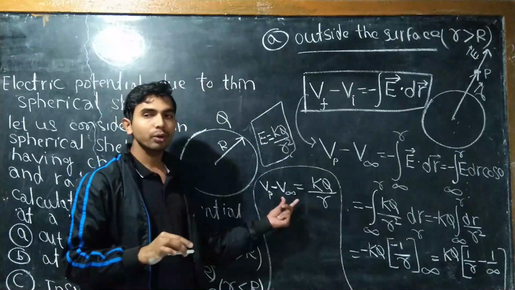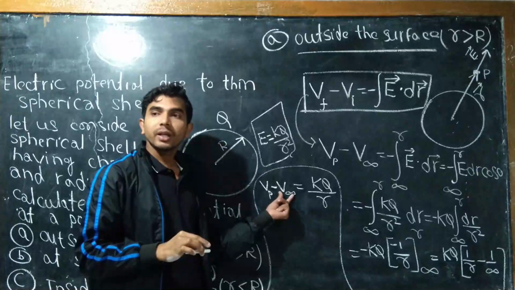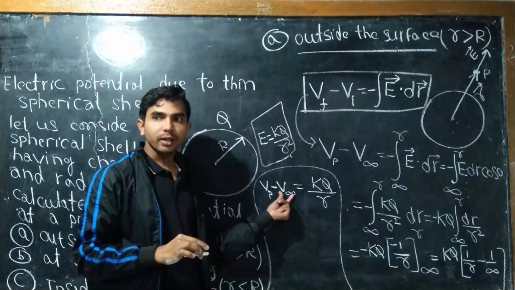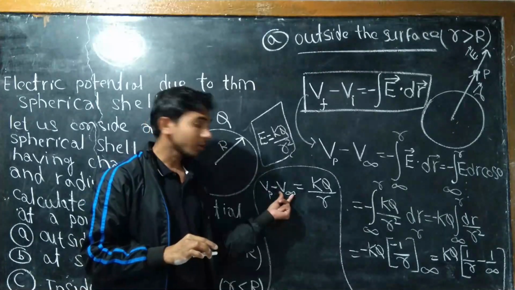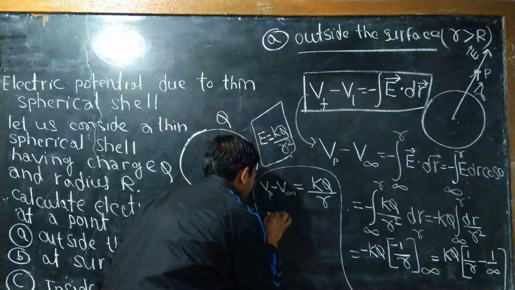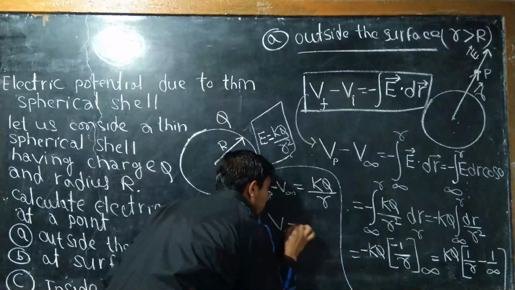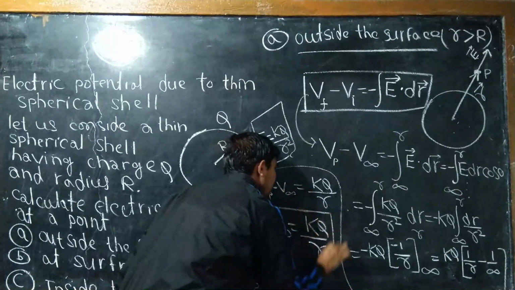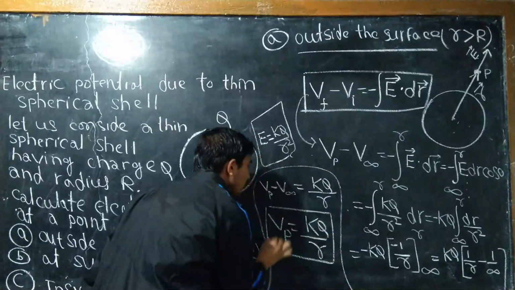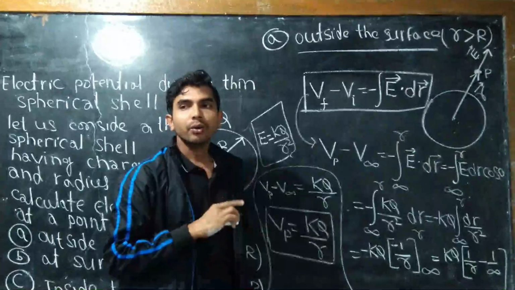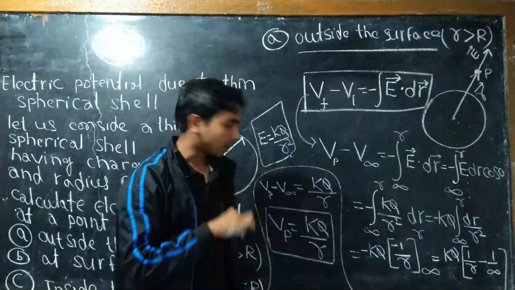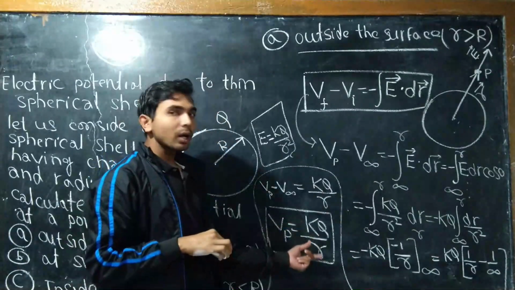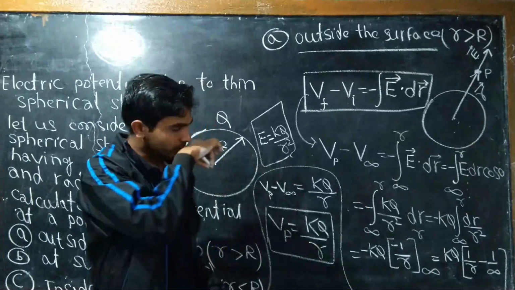Now one more thing, at infinity potential is 0, right? So finally we can write Vp is equal to kq by r. So this is your formula to calculate electric potential outside a thin spherical shell, right? So kq by r, you just have to remember this formula.